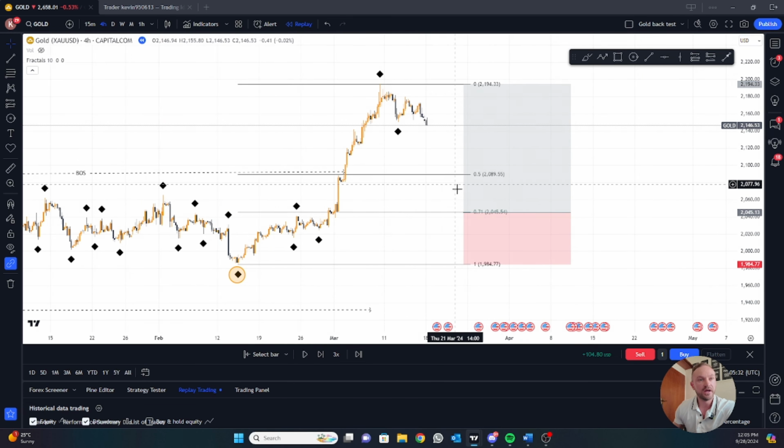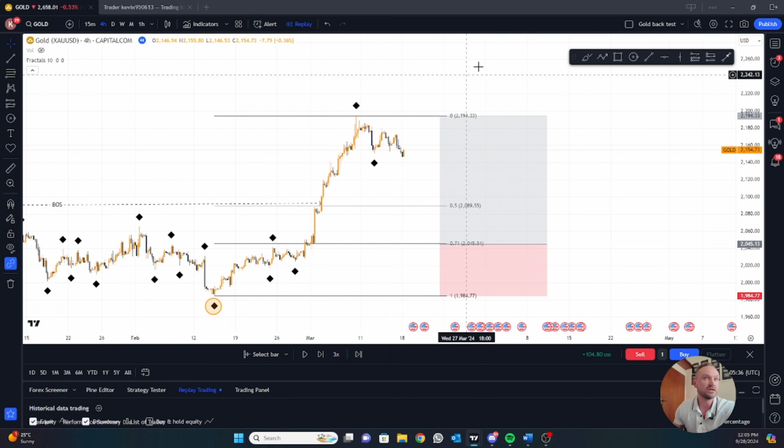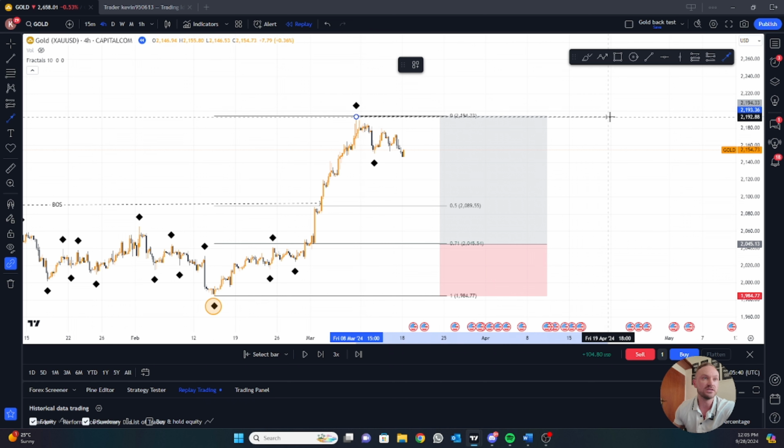So if we don't come down and we get triggered in and break a new break of structure, then this will invalidate the trade. So if we do break this level here, we'll start looking at new swing highs and lows.